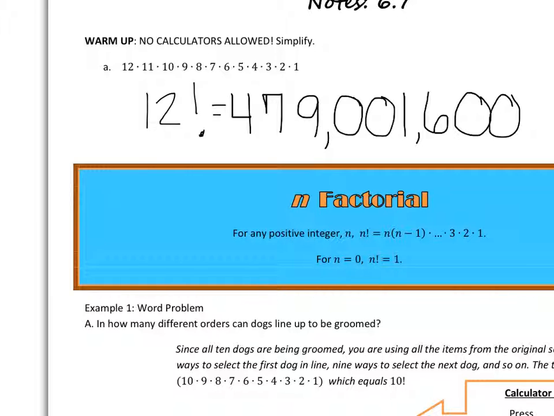So like 100 factorial would mean 100 times 99 times 98 times 97 all the way down to 1. And the notation is the exclamation mark. Okay, it's very exciting, these factorials.